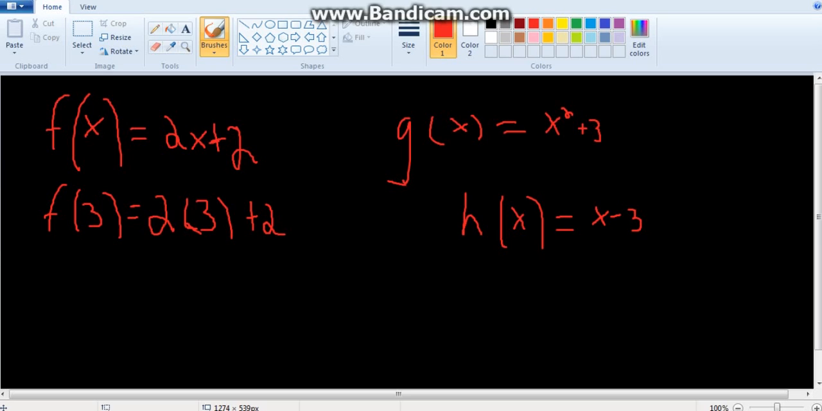Okay, so here we have this. Hold on, let's start with the basics, right? So what's a composite function? You know what it is, Brent? Why don't you tell me?